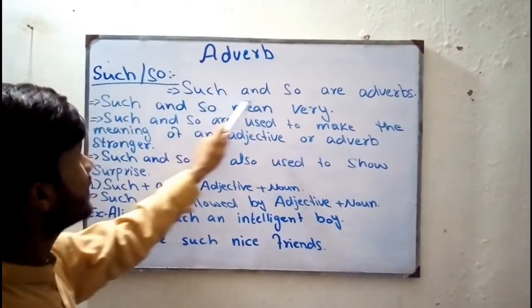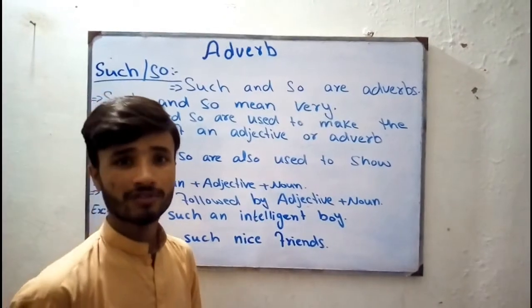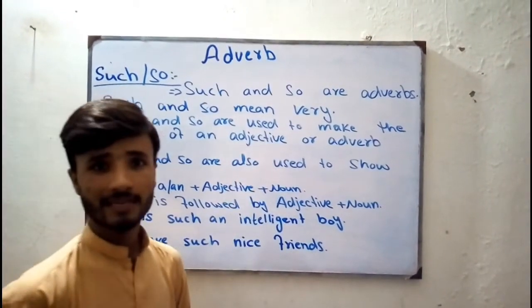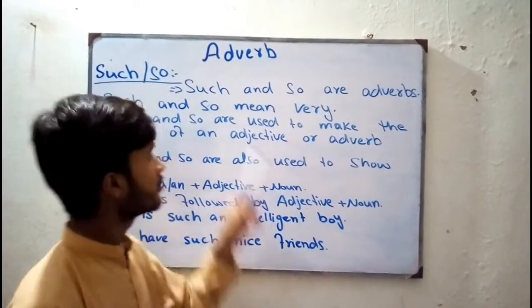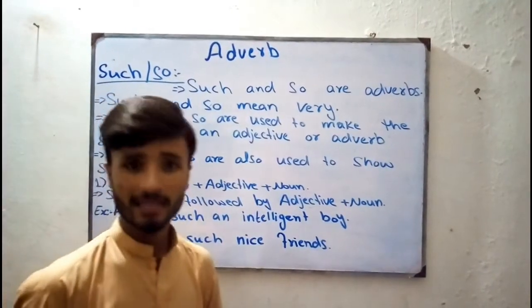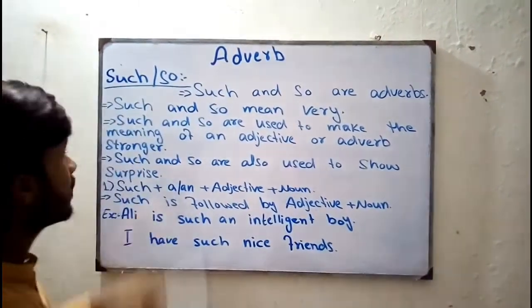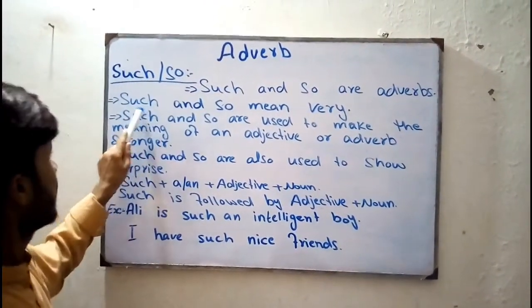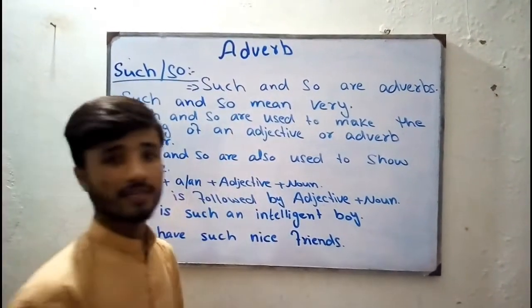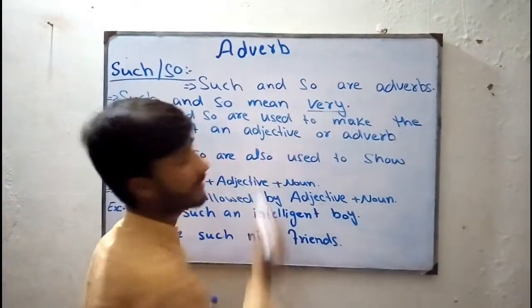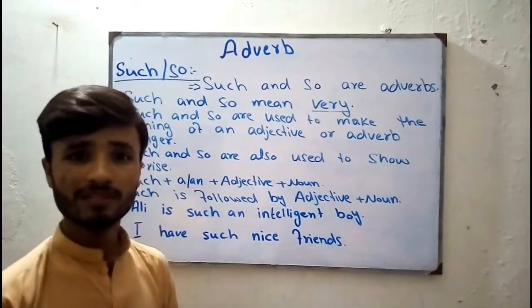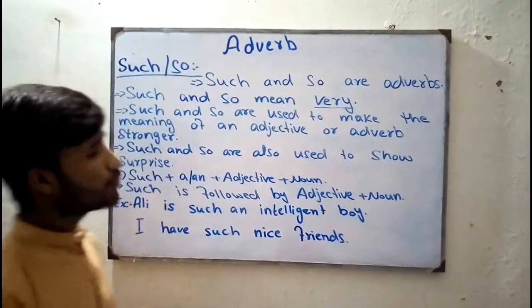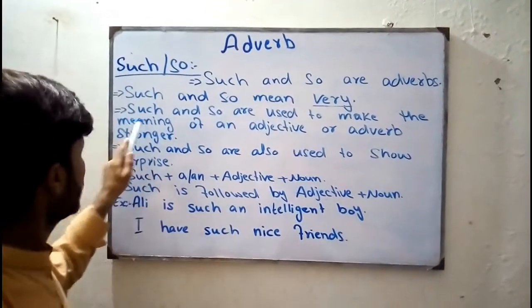See, such and so are adverbs. According to grammar, they are adverbs, right? As it is our topic, adverbs. Is this clear? See, what does it mean? Such and so mean very. Is this clear? See how to use it, where to use it, and what is the usage of it.